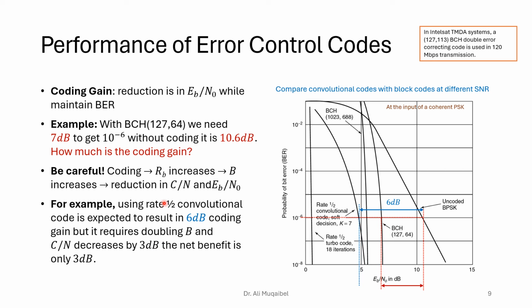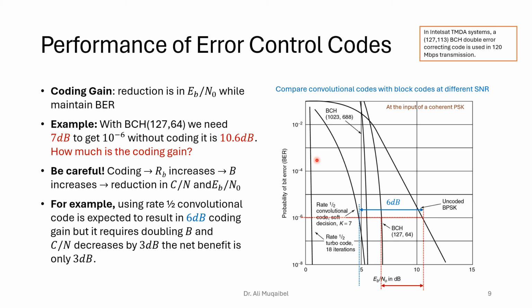Because we have lost 1/2 in the coding rate, which is doubling, which is 3 dB. So 6 dB gain, 3 dB cost. So the net benefit would be 3 dB. Please freeze this slide and make sure that you understand the details.